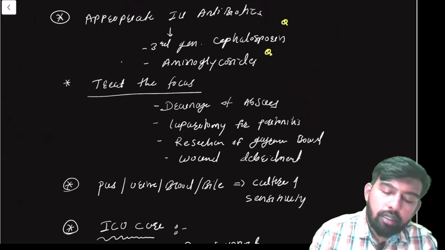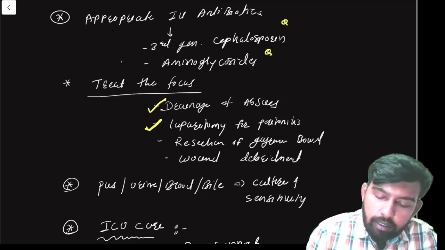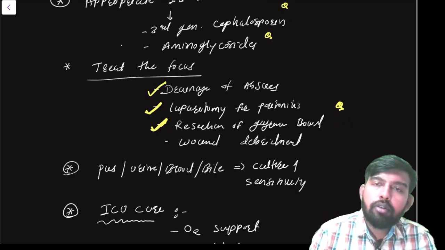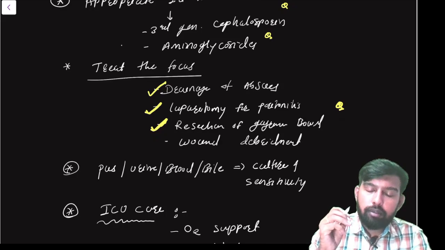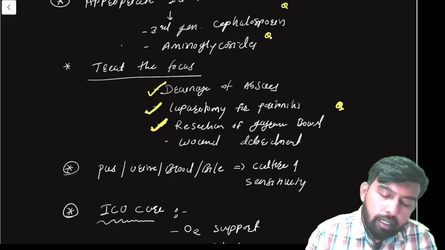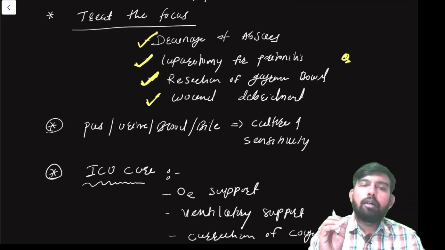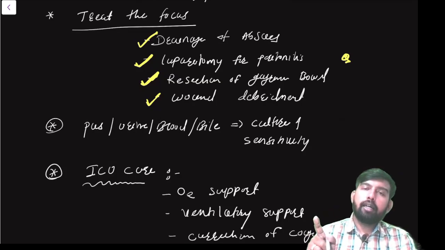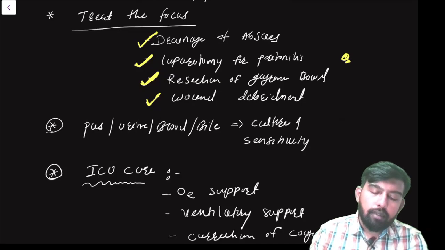infection could be treated with the drainage of the abscess, or a laparotomy for peritonitis, incision and drainage of the abscesses. There is a resection of the gangrenous bowel, or if there is a presence of a necrotic patch or an infected wound, they are treated with the wound debridement. And the pus, urine, blood, and the bile cultures and sensitivities are sent, and the proper antibiotic is started depending upon the culture and sensitivity results.